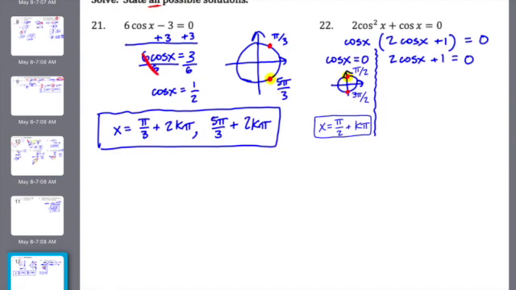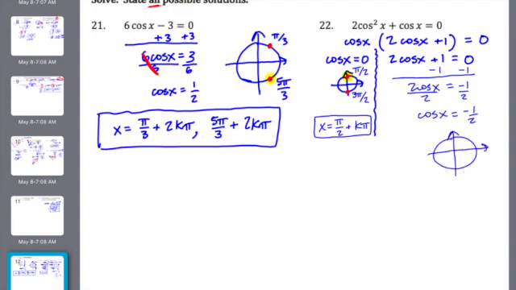All right, in this part over here, we're going to have to subtract 1. So we get 2 cosine x equals -1. And then if we divide by 2, we end up with cosine x is -1/2. So now again, I'm asking myself, where on the unit circle does cosine have a value of -1/2? Well, that happens at 2 pi over 3. And then it happens down in quadrant 3 at 4 pi over 3.